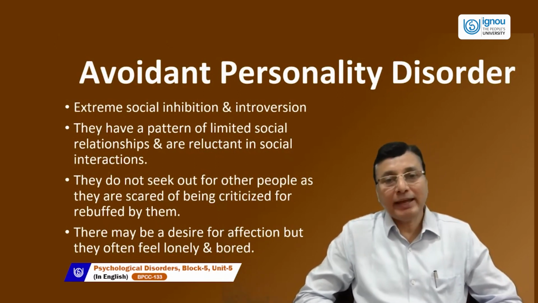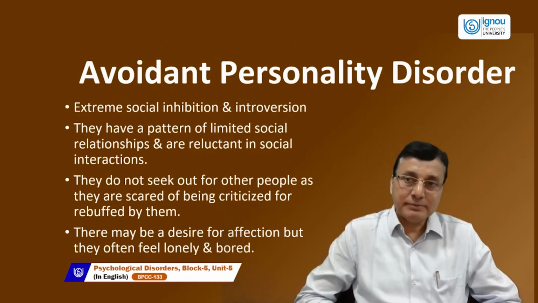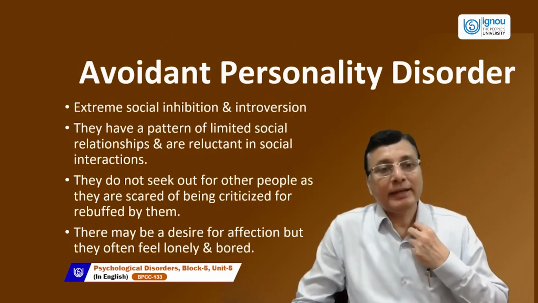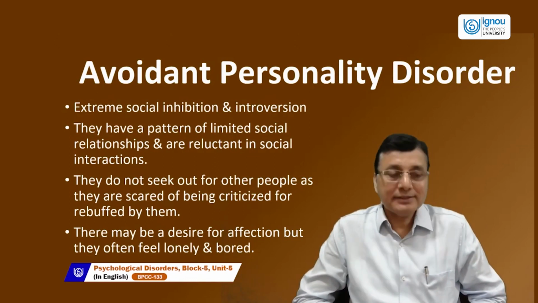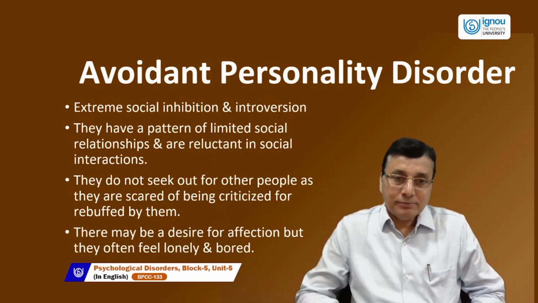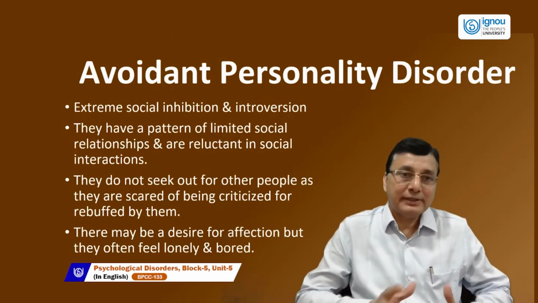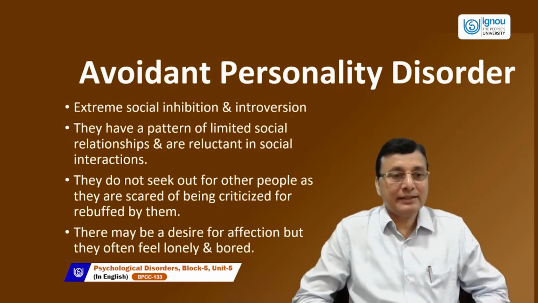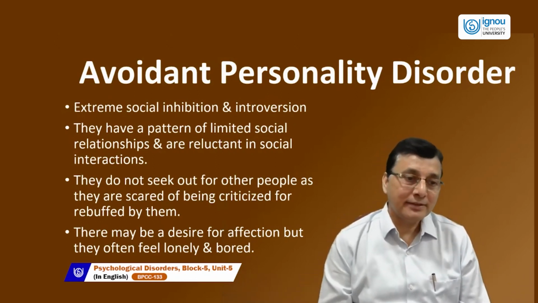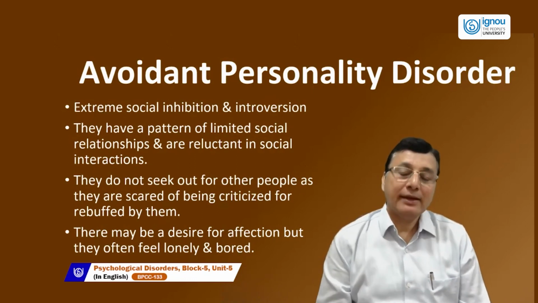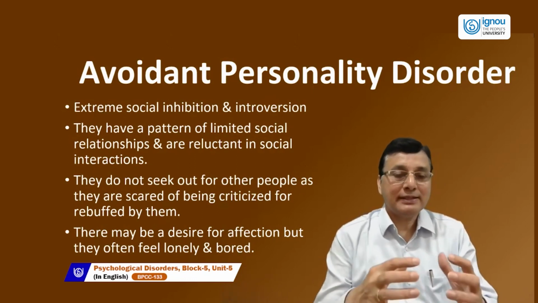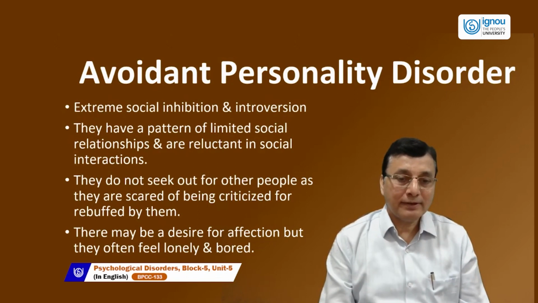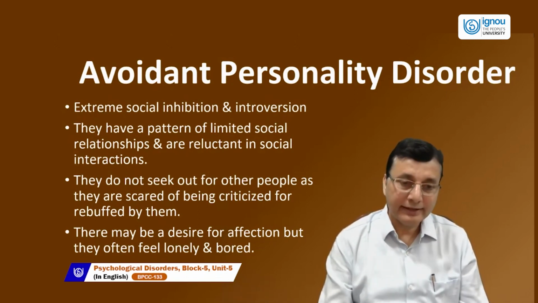Extreme social inhibition and introversion is seen in avoidant personality disorder. They have a pattern of limited social relationships and are reluctant in social interactions. They want to, but they are reluctant due to their personality traits. They do not seek out other people as they are scared of being criticized or rebuffed by them. So, only if they think the person can accept them do they approach the person. There may be a desire for affection, but they often feel lonely and bored.